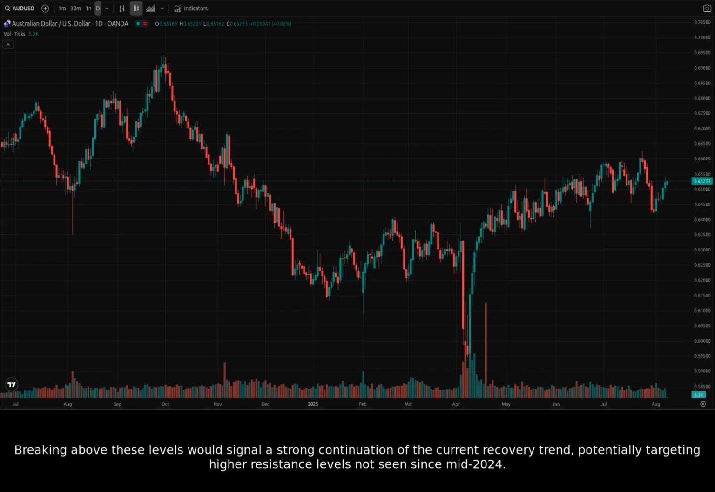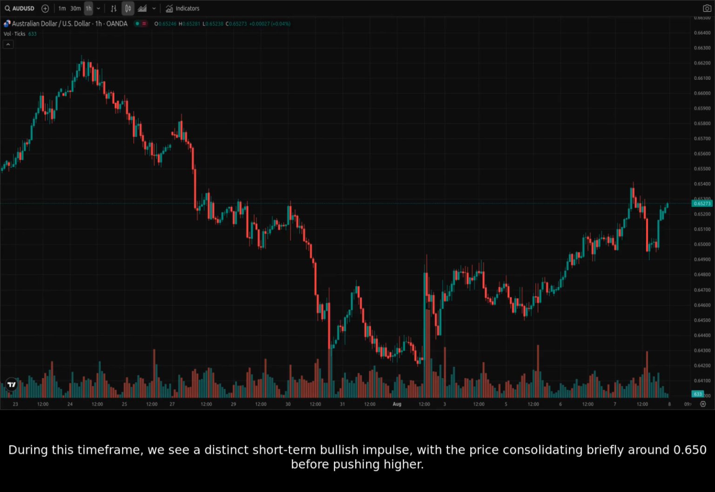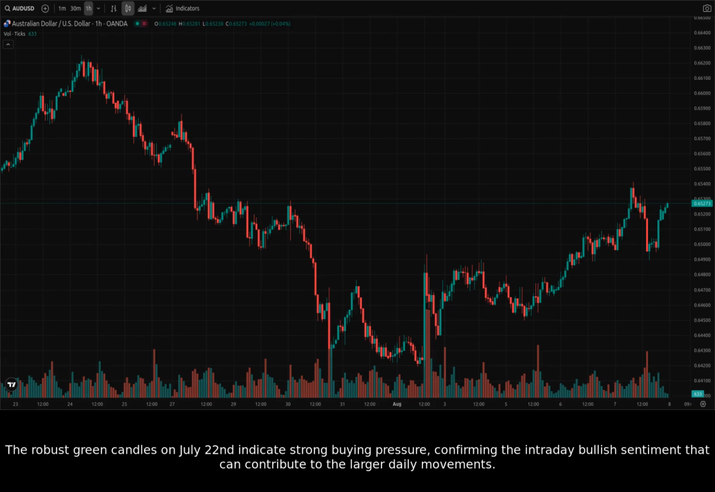Let's narrow our focus to a specific, interesting period on the 1-hour chart, from July 21st to July 23rd, 2025, to examine short-term price behavior. During this time frame, we see a distinct short-term bullish impulse, with the price consolidating briefly around 0.650 before pushing higher. The robust green candles on July 22nd indicate strong buying pressure, confirming the intraday bullish sentiment that can contribute to the larger daily movements.